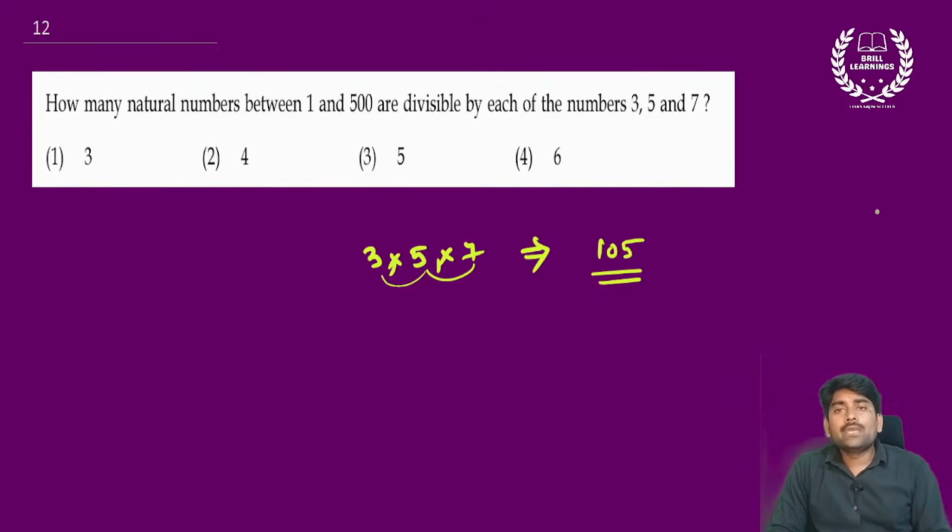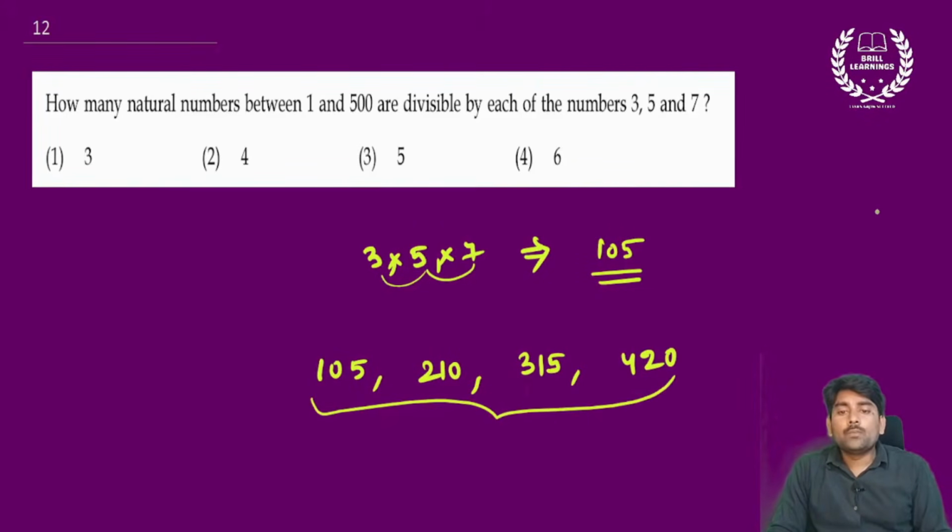Now take the multiples of 105. 105 is the first one and the second one is 210. Third one is 315. Fourth number is 420. These are the four numbers. These are the only four numbers which are divisible by 3, 5, 7. That is why the second one is the right answer.